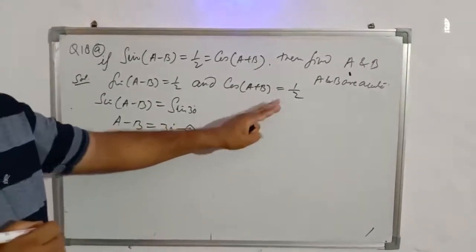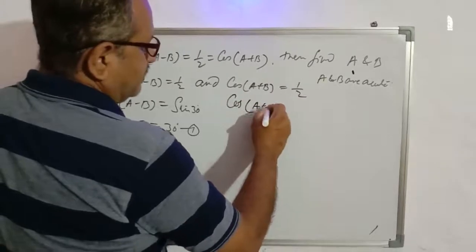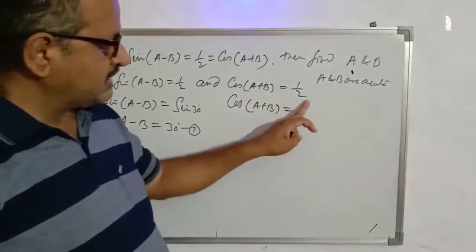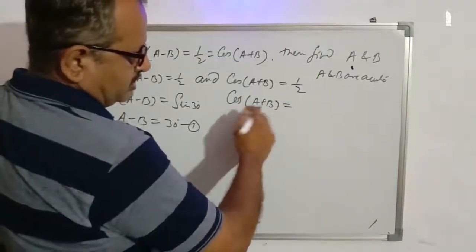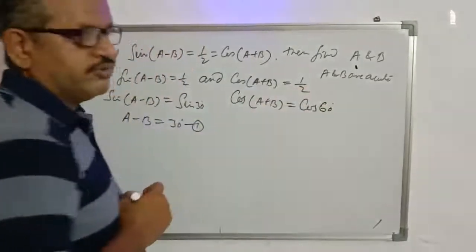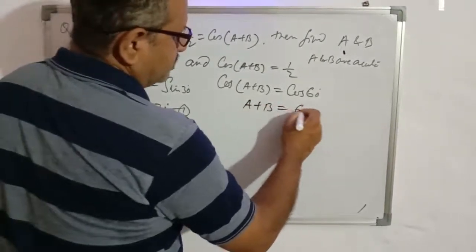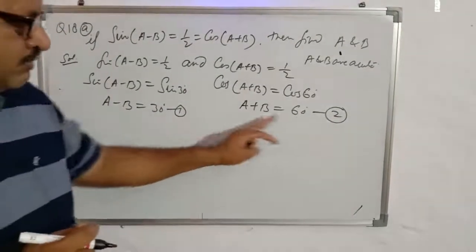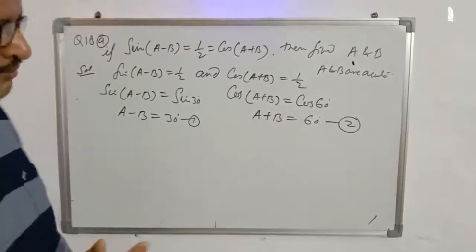Similarly, we will make another equation from the second equation. So cos(a plus b), the left side trigonometrical ratio is cos. We have to write the right side also in terms of cos. So see the table, for what angle the cos value is 1 by 2. So we will find the cos 60 degree value is 1 by 2. On comparing, we can write a plus b is equal to 60 degree. Make it equation number 2. So with the help of these two equations, simultaneous linear equations, we can solve for a and b.